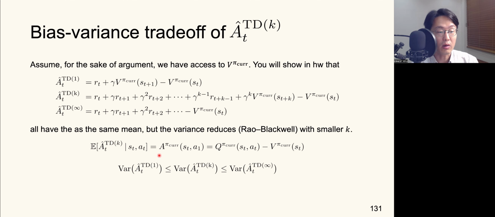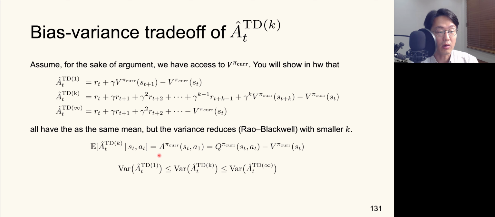This is a typo. This should be AT. And the claim that the variances are different is that the TD1 estimator has the smallest variance, TDK has a larger variance, and TD infinity has the largest variance. Again, this sequence of different variances can be understood via the Rao-Blackwell theorem, or it can be understood more intuitively based on the following logic.